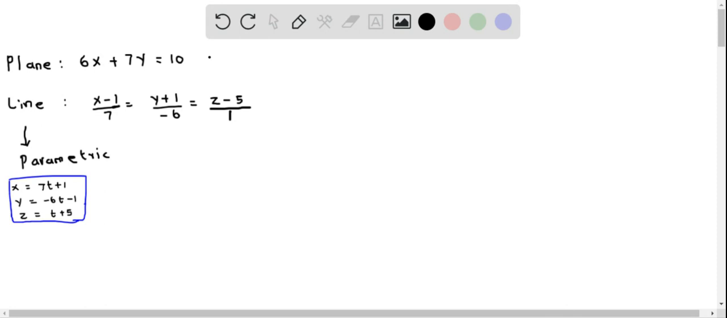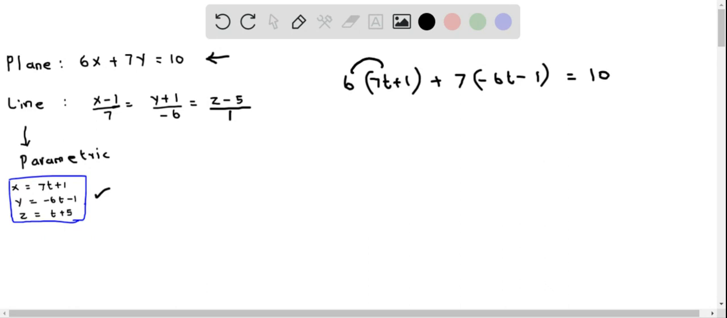z into the plane equation and solve for t. So let's do that. I'm going to plug in x equals 7t plus 1. So therefore, we have 6 times (7t plus 1) plus 7 times y. We replace y by this expression, that is negative 6t negative 1, and this equals 10. Let's solve for t from this equation.